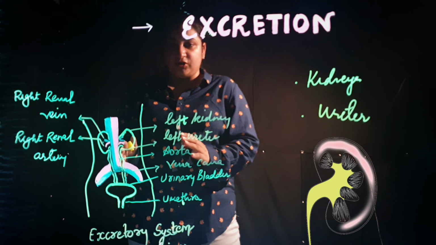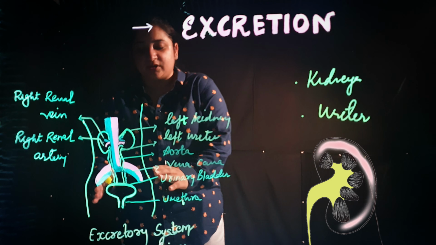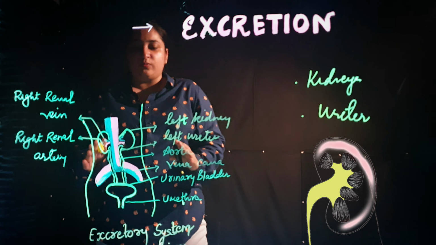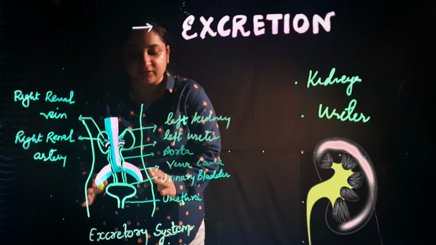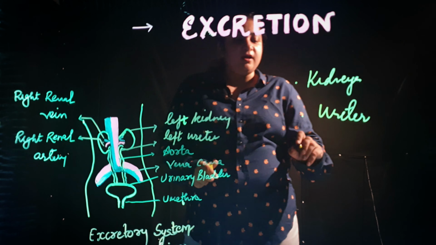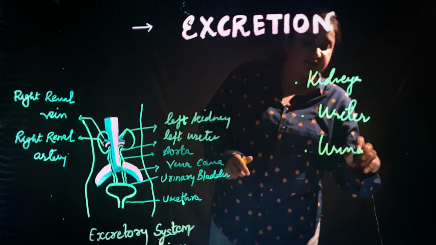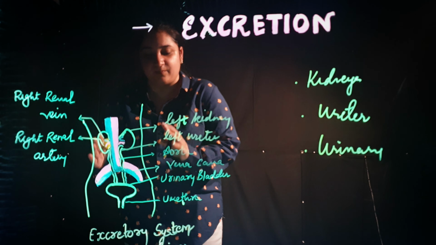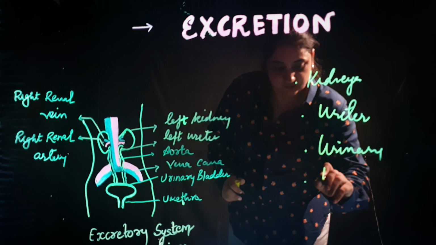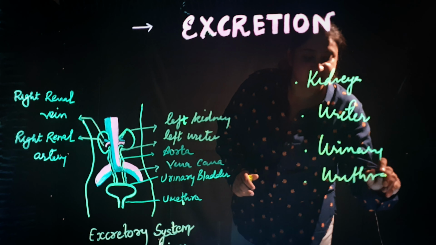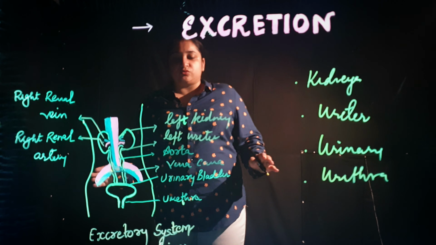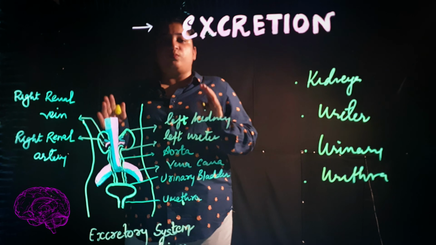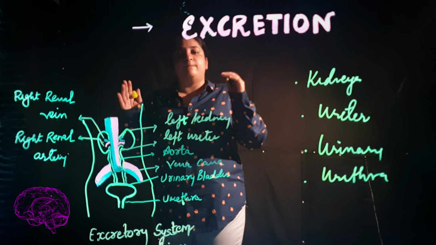The ureter is the long tube running from the kidney to the urinary bladder. The urinary bladder stores the urine from our body. It collects the urine, and there is the presence of a urethra. The urethra is fibromuscular tissue which opens when the signal is received from the brain to pass out the urine from the body.